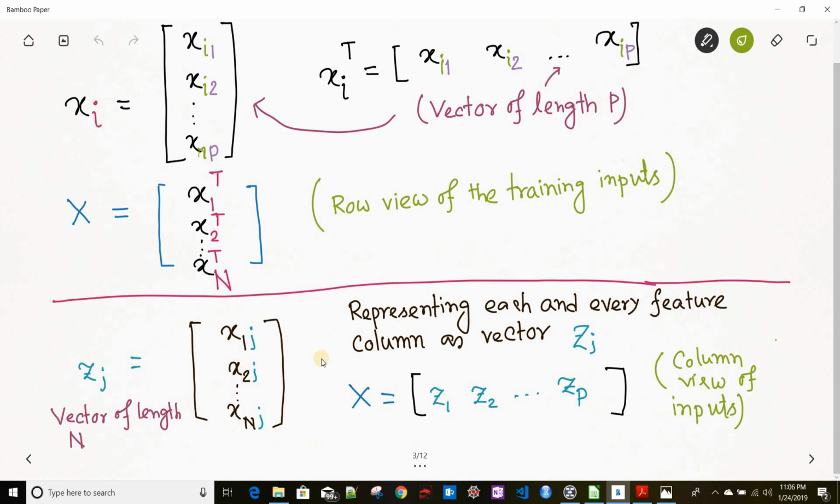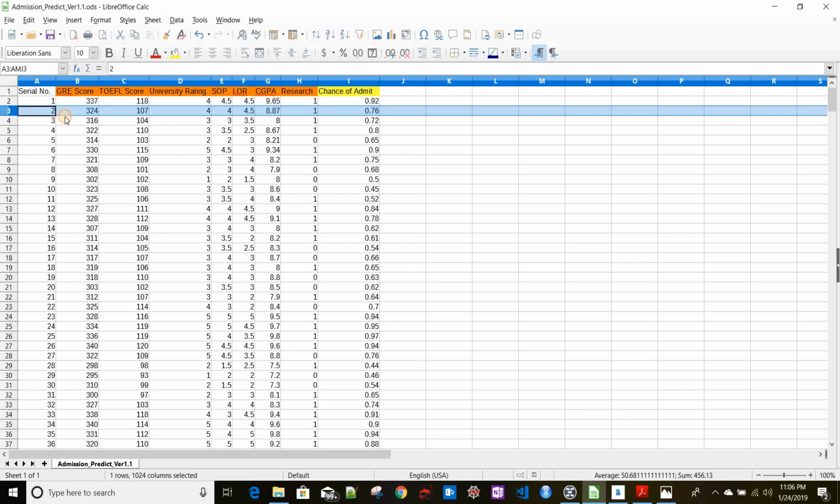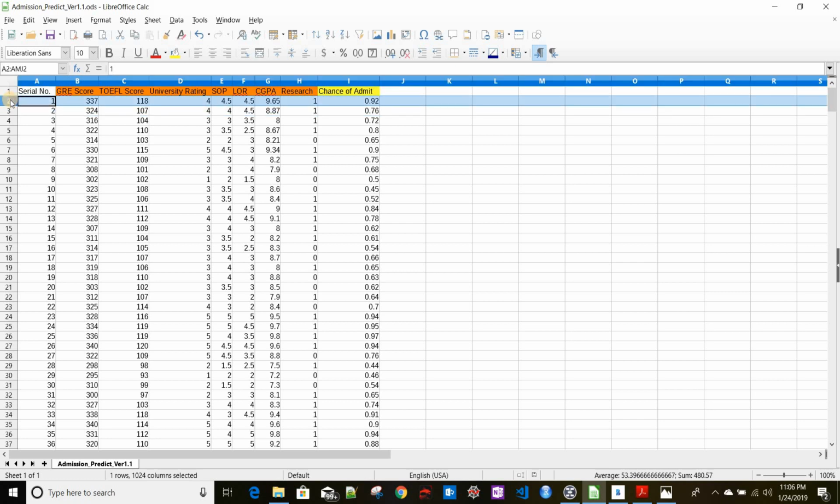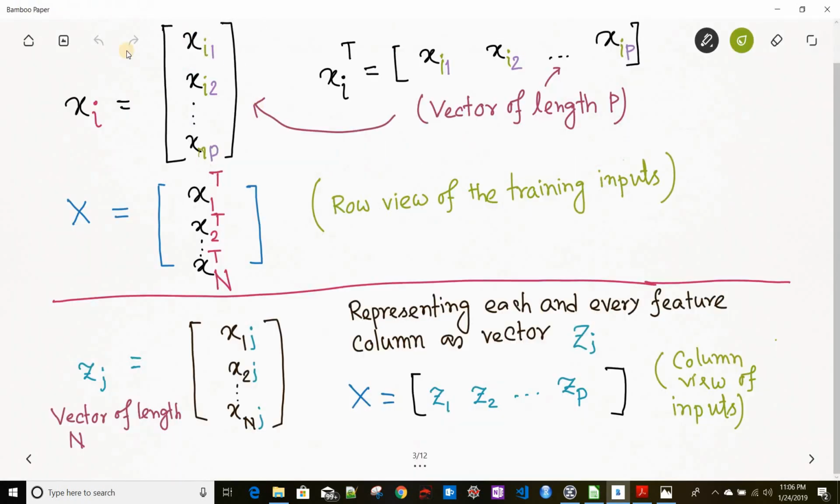Because if you see here, I have not transposed it, because it itself is a column vector and it is representing a column as well. While in the previous case it was representing a row, but my initial vector assumption was in column format, that's why I transposed it. So this Z view is called the column view of the inputs. Okay, let's move on.